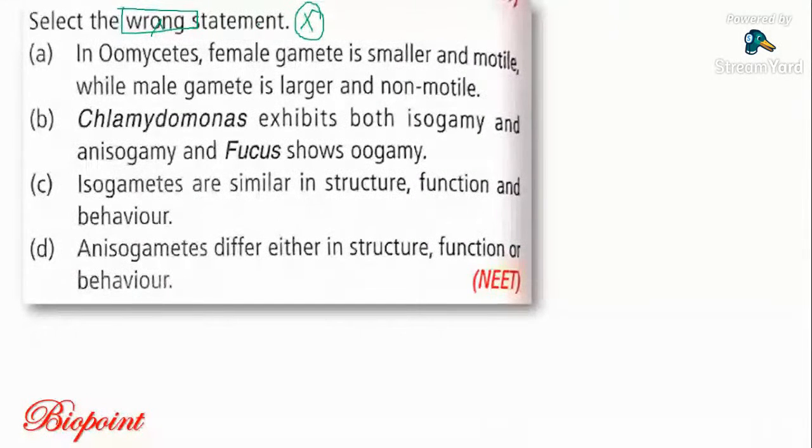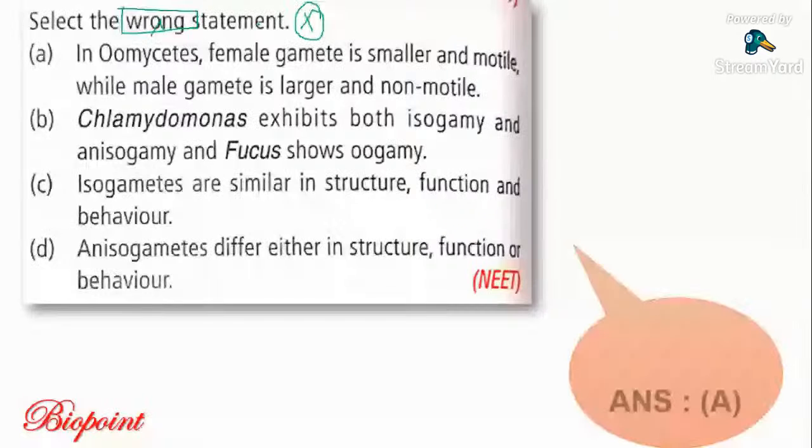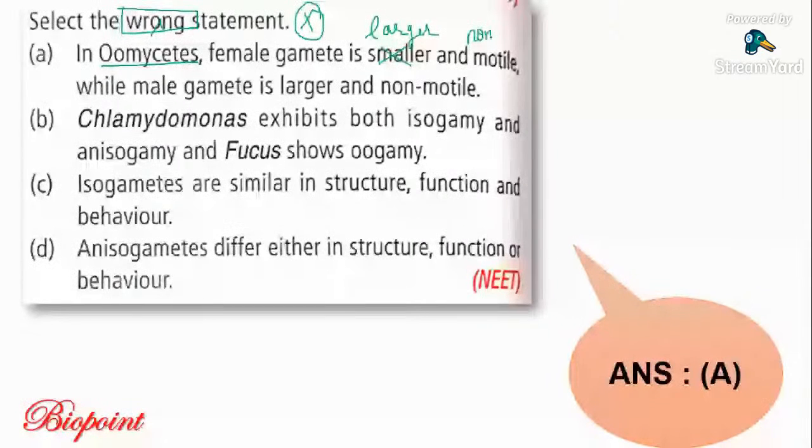The correct answer for the question is option number A. Check out the oomycetes condition. In oomycetes, the female gamete is not smaller, the female gamete is larger and non-motile in nature, while the male gamete is actually smaller and motile. So the correct answer for the question will be option number A.